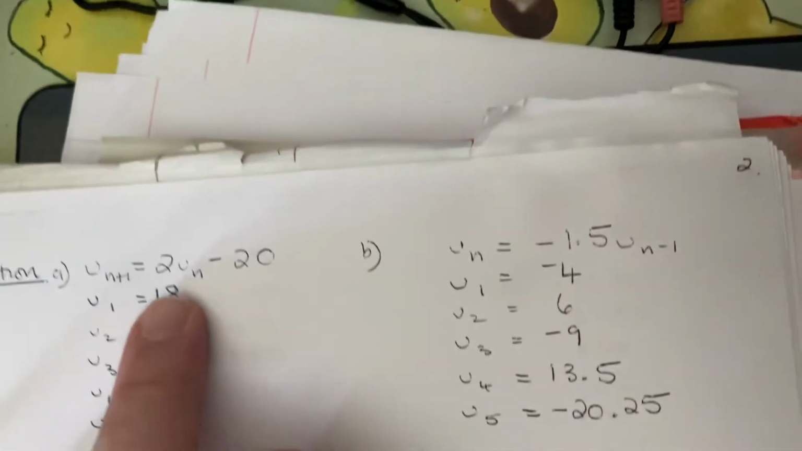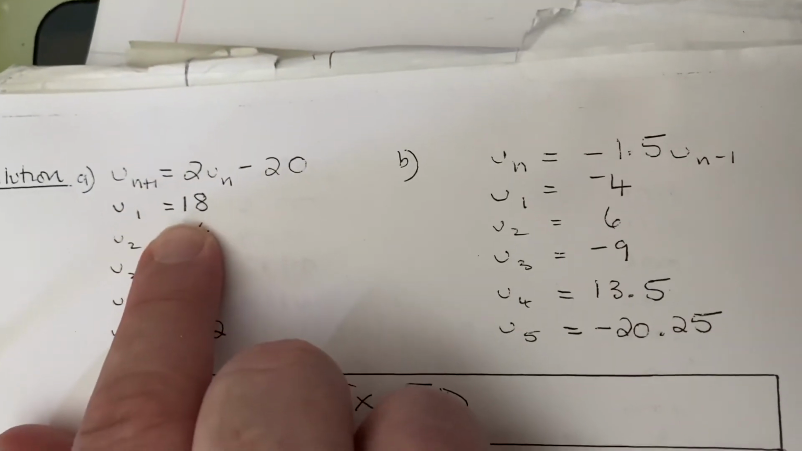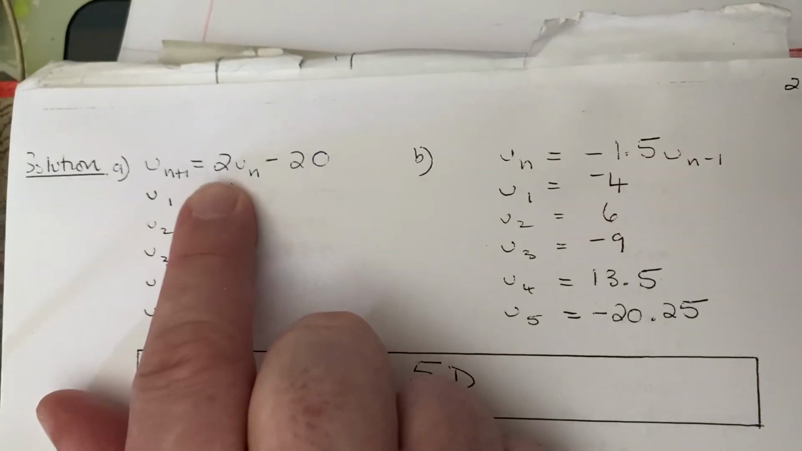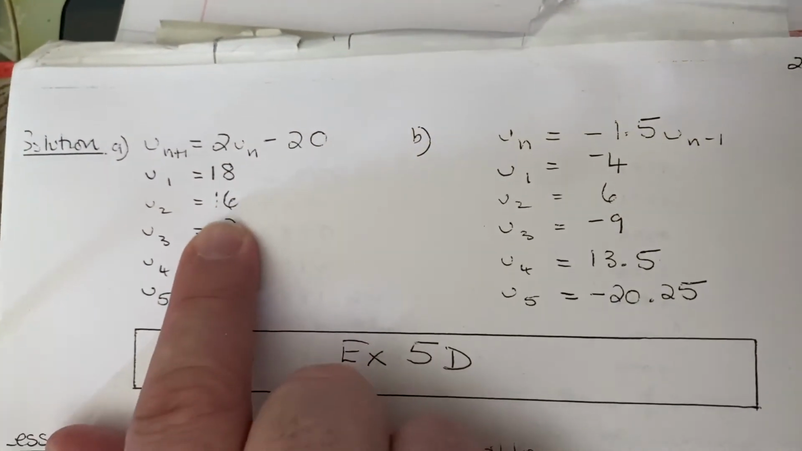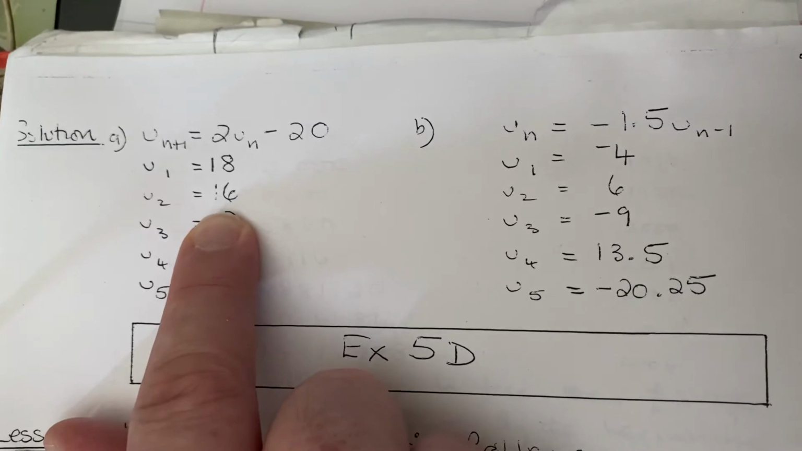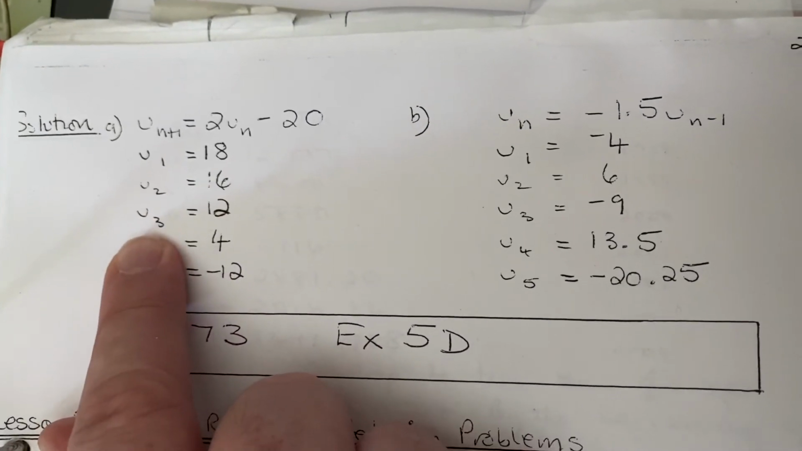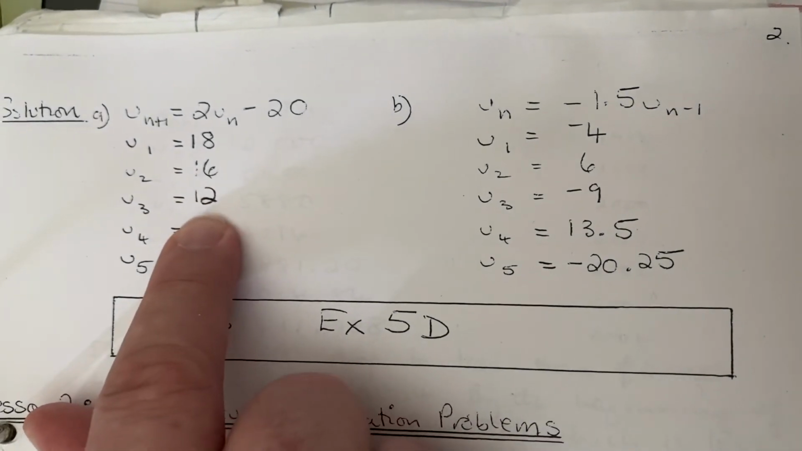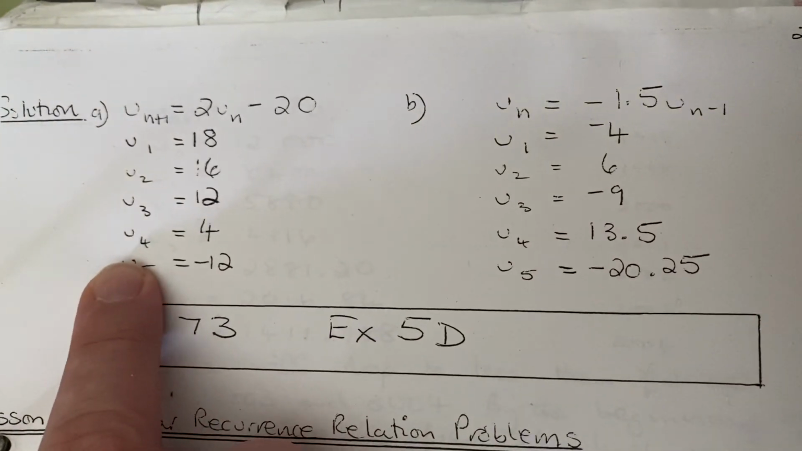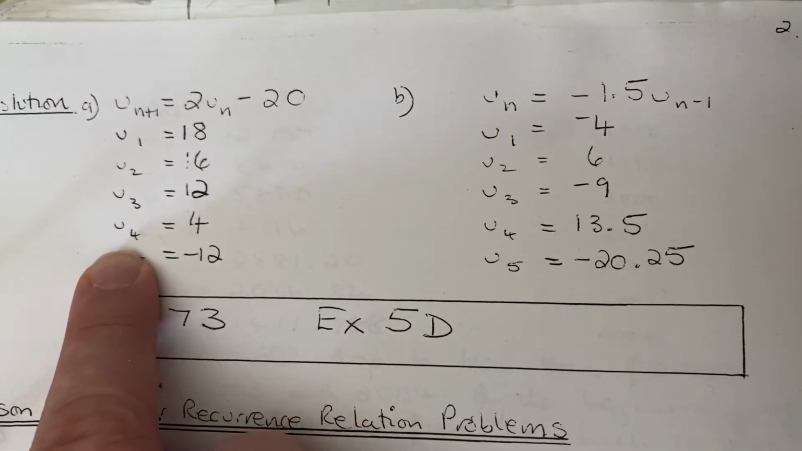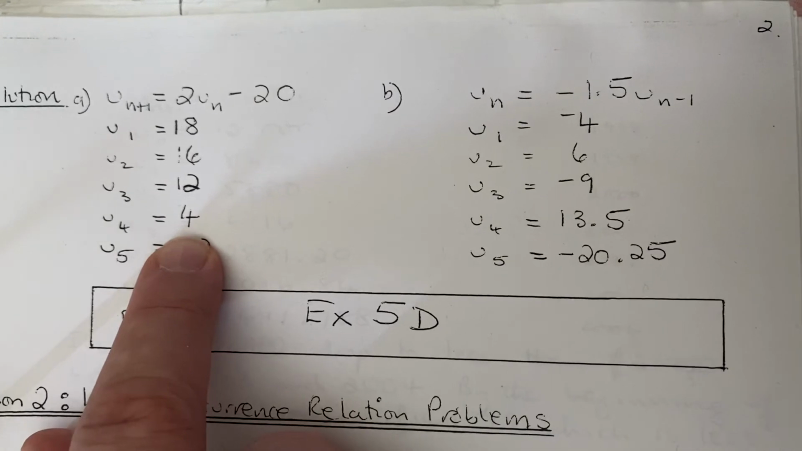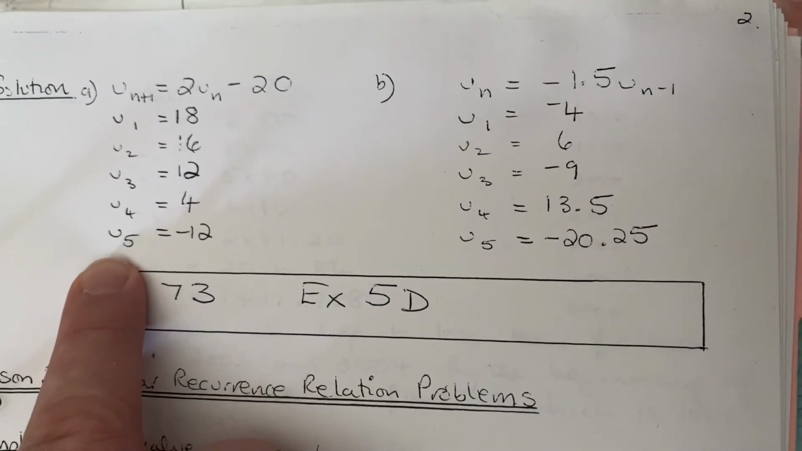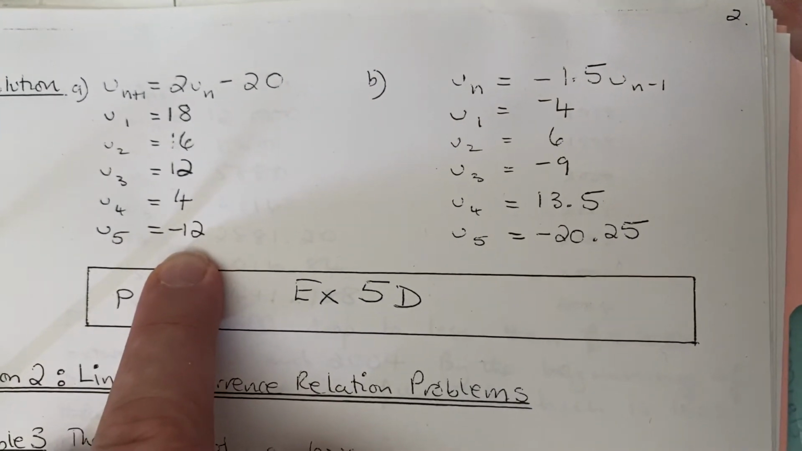So looking at the first one, we've got u1 is 18. So u2 is two lots of 18 minus 20, which will give us 16. u3 will be two lots of 16 minus 20, which will be 12. u4 will be two lots of 12 minus 20, which will give us 4. And u5 will be two lots of 4 minus 20, which will give us negative 12.